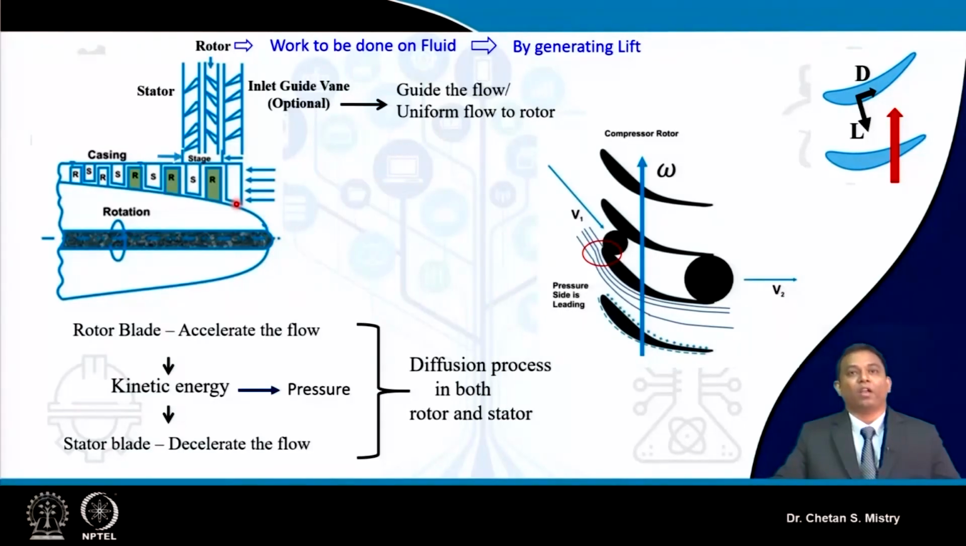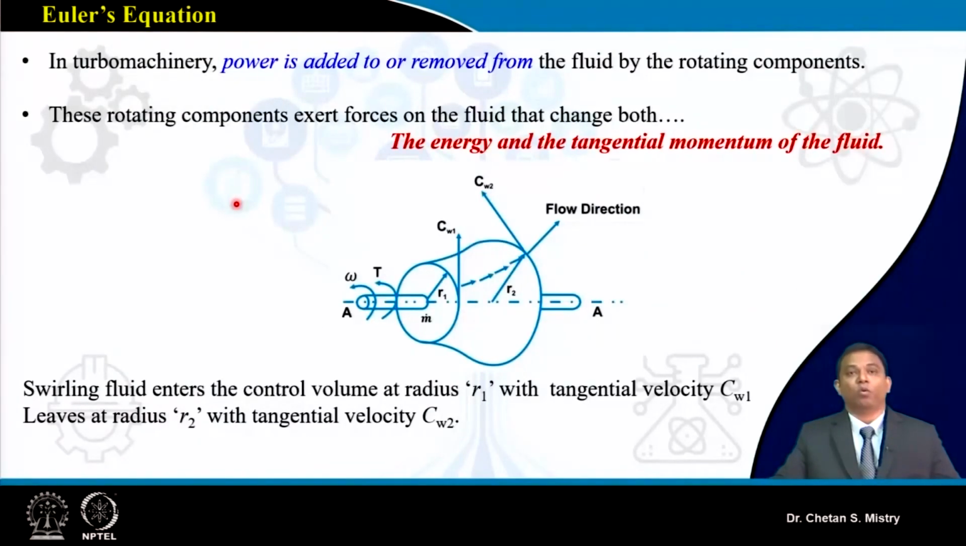Okay, now in order to move on, we have our fundamental equation that we use. This fundamental equation is Euler's equation. You might have studied that in your basic course, but let's brush up the knowledge we have about Euler's equation. So what it says is, in turbomachinery, power is added to and removed from the fluid by a rotating component.